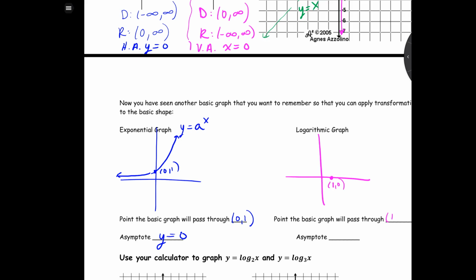1, 0, so the point will always pass through 1, 0. And then we know that it's going to approach a vertical asymptote of 0, and then kind of look shaped in that way. So the asymptote will be at, instead of y equals 0, x equals 0.